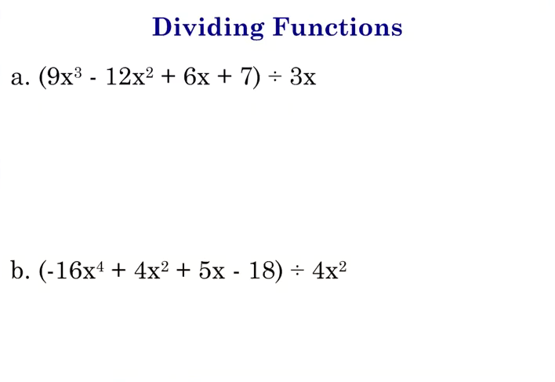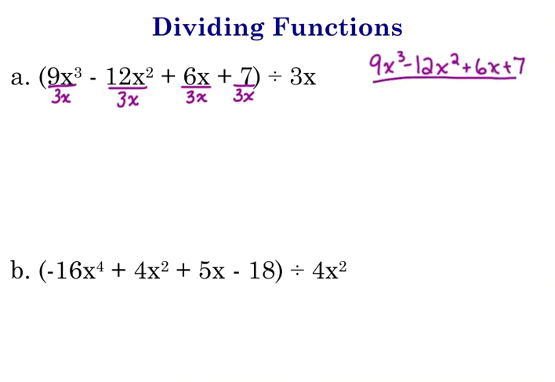So when we're dividing this polynomial by the monomial, single term, 3x, the way that we handle it is we go through and we divide each and every term by that 3x. Now you might also see this problem written like this. It means exactly the same thing. Just going to do it over to the side. Okay, these are the same problem.